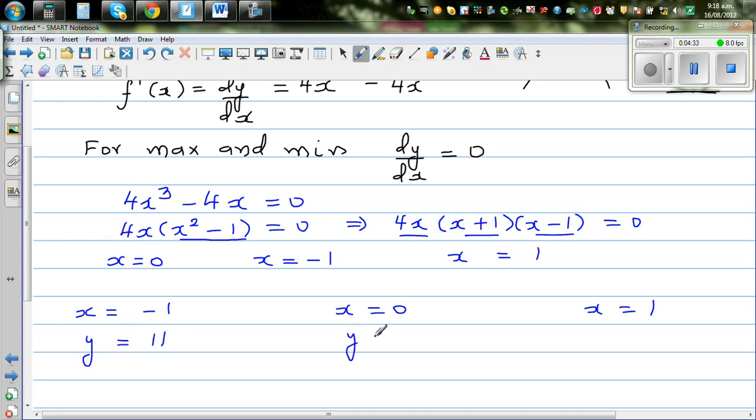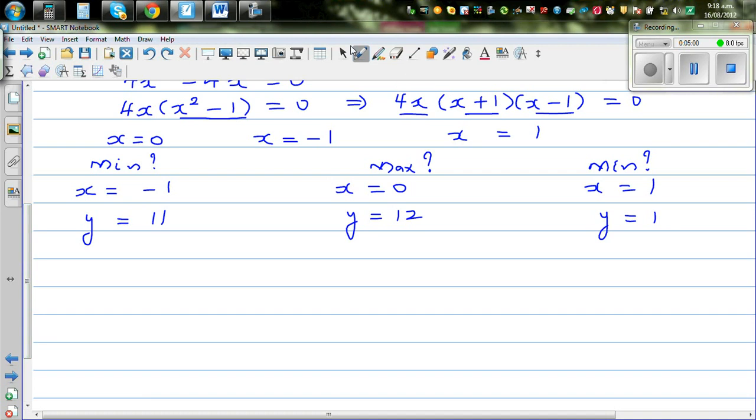Here the y coordinate is 12. And here your y coordinate is again 11. So from just looking at the coordinates, you can say this seems to be maximum. Okay, so I'll put a question mark. This seems to be a minimum. I don't know. I'll have to use maths to prove that these are what they are. It seems to be.